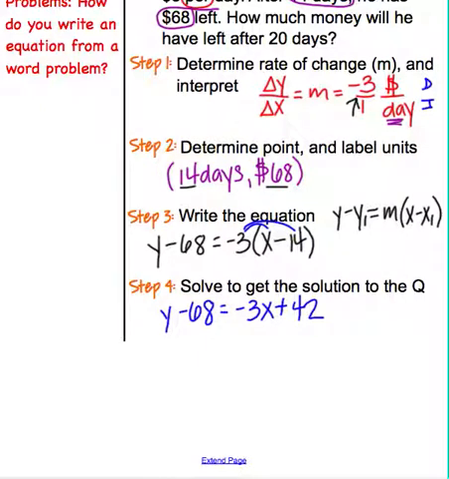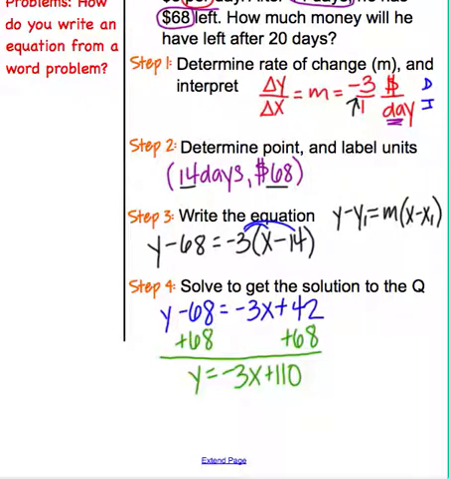So then I can go ahead and add 68 to both sides, which gives me y is equal to -3x plus 110. And if you recall from our knowledge of slope-intercept form, this is our y-intercept. That means that my ordered pair would be (0, 110), which means that at 0 days, he has $110, which means that Marty started out with $110 at the beginning of all this.